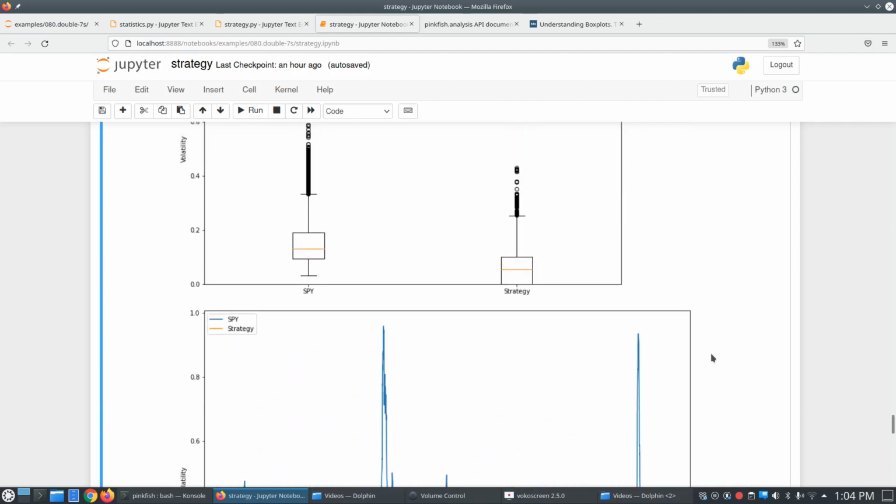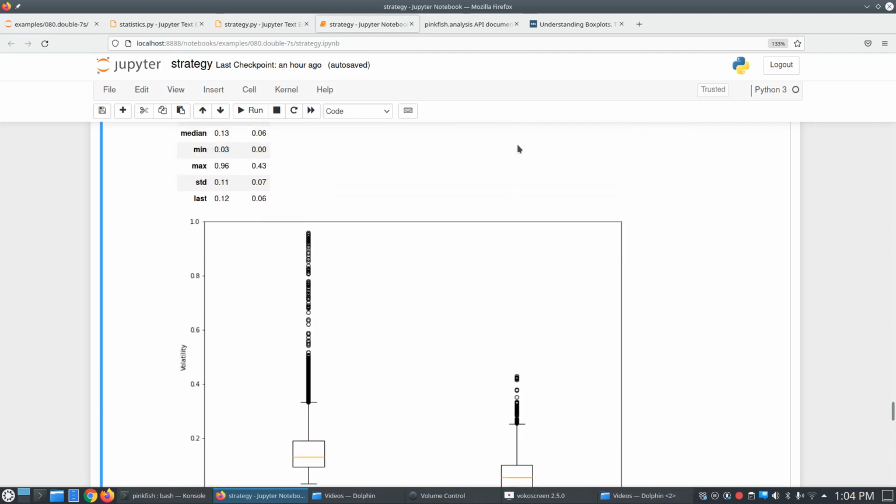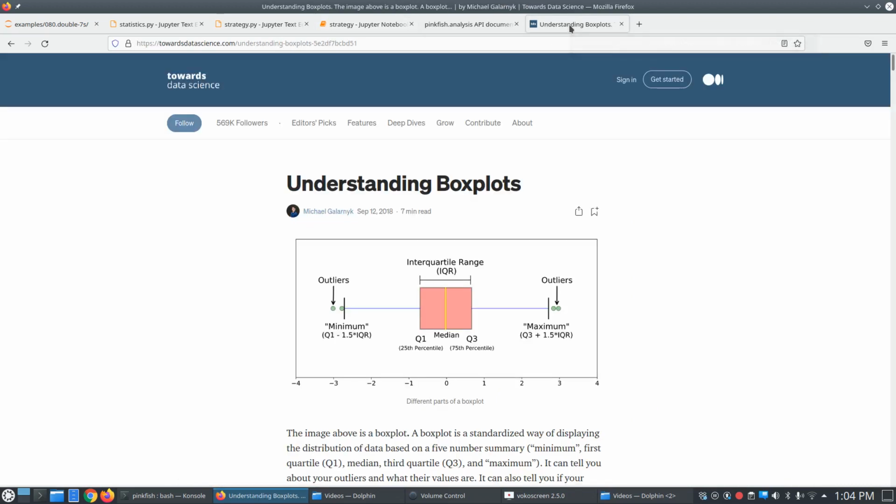If you want to read more about this box plot, there's a good page on the Towards Data Science website, Understanding Box Plots. And I will post the URL to this if you want to go and read more about how these box plots work.